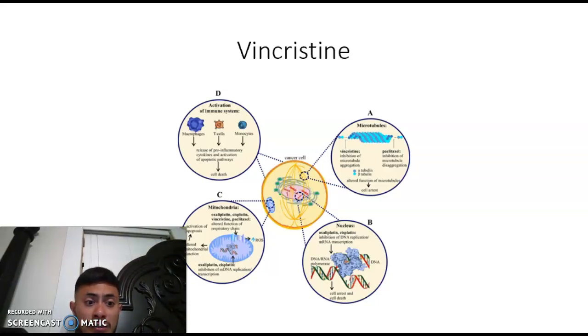And another action that it interferes with is nucleic acid and protein synthesis, which they pretty much block glutamic acid utilization.